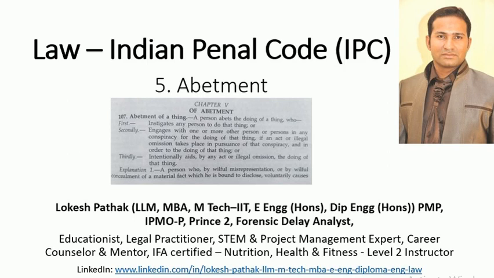So abatement, as I said, is of three types: instigating a person first, then secondly engaging in a conspiracy to make the person commit it or yourself committing it, or thirdly if you are intentionally aiding a person to commit it. Mind it that for the third category, just aiding is not sufficient to get you held for abatement. For getting convicted in abatement, there must be an intentional aiding, meaning voluntary aiding with your knowledge and with your intention. Then it is called intentional aiding.